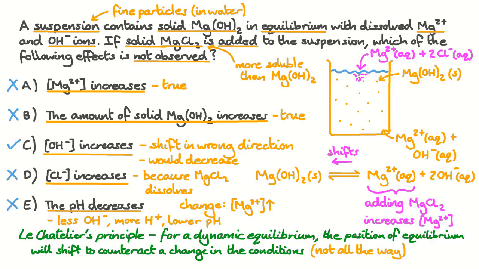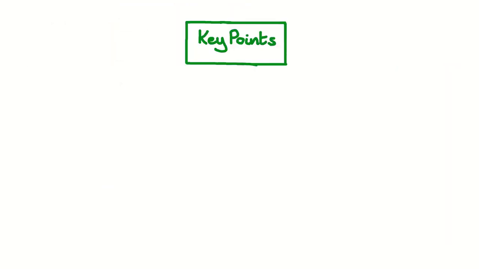So, of the 5 options given, when magnesium chloride is added to a suspension of magnesium hydroxide, the one we would not observe is an increase in the hydroxide ion concentration.